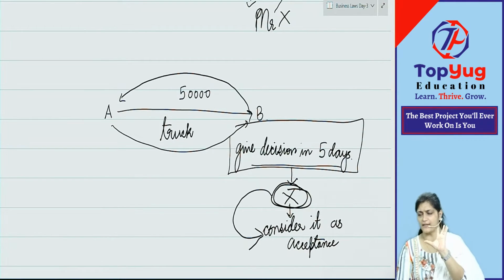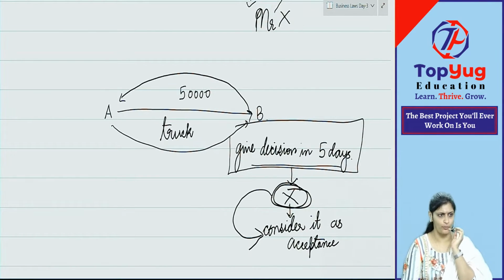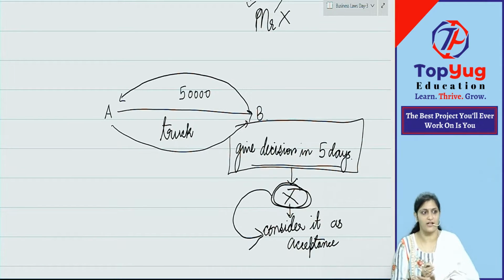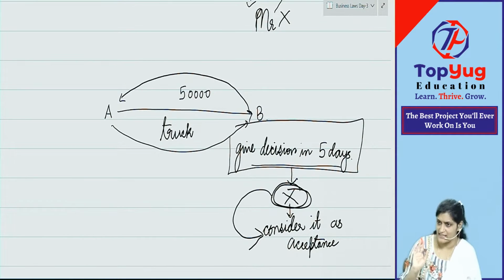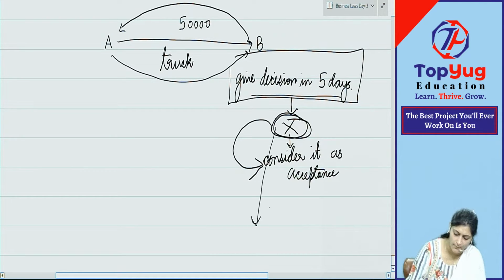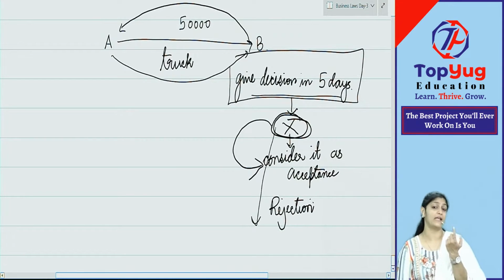If you think logically, A made the offer to B: I will sell you my truck at 50,000 rupees. He gave how many days? 5 days. If B is really interested to buy, will he not answer in 5 days? If he is not answering in 5 days, it means he is not interested to buy your truck. So generally speaking, law is saying that if he is not responding in 5 days, it should amount to rejection.